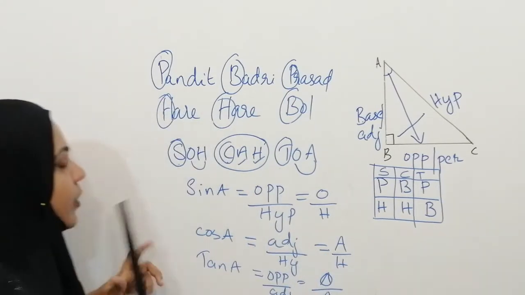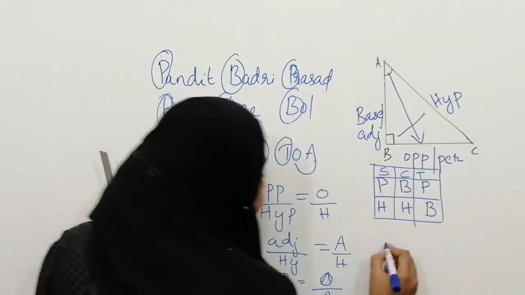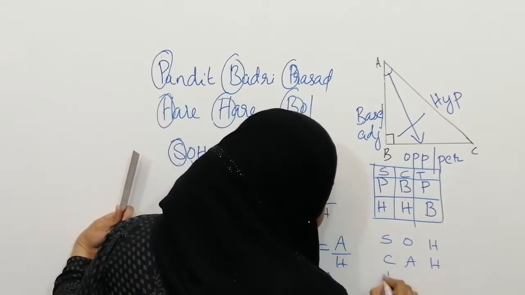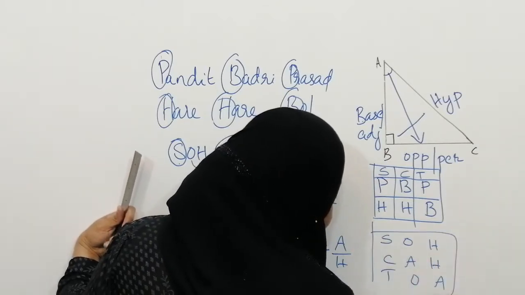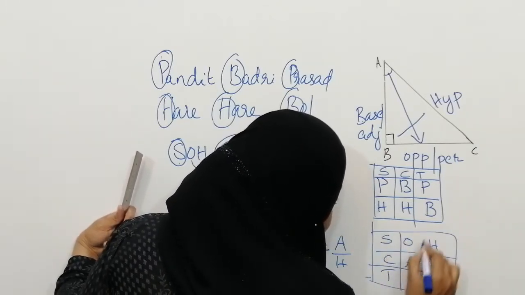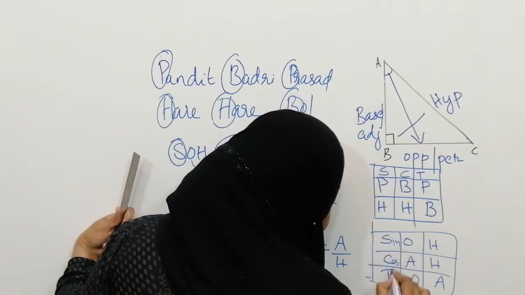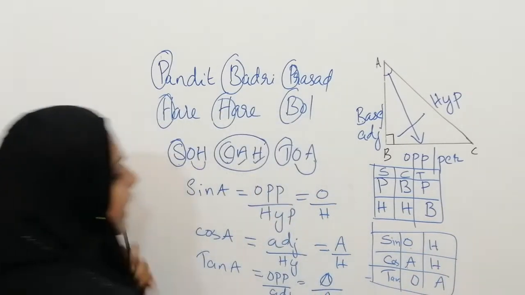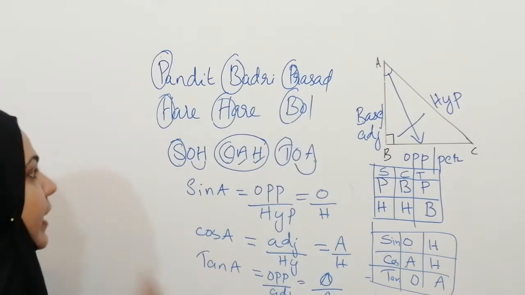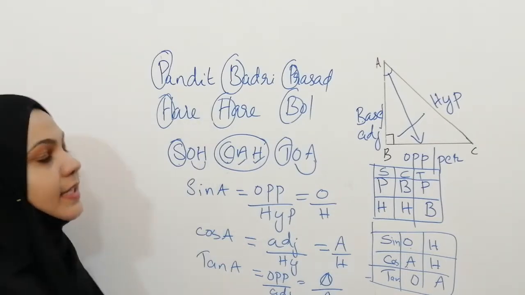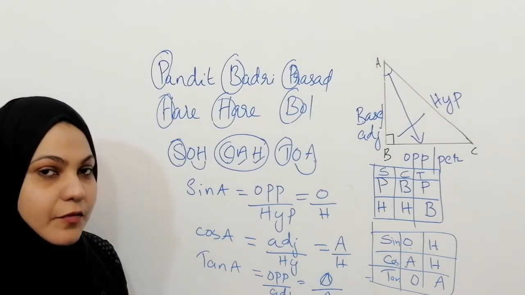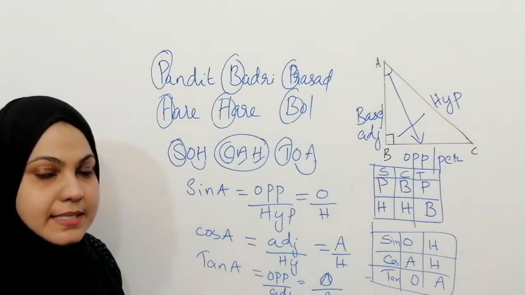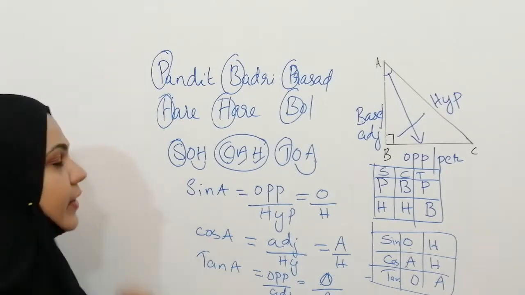So I hope you understood both the tricks. Here is how we can write Soh Cah Toa: this is sine, cos, tan, and this is opposite to hypotenuse, adjacent to hypotenuse, opposite to adjacent. Which one is easy for you, you can choose. Again I will repeat. There are two tricks, and you can opt for whichever is easy. The first one is Pandit Badri Prasad Hare Hare Bol. The other one is Soh Cah Toa.